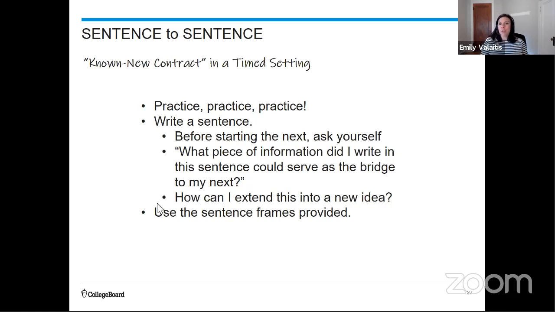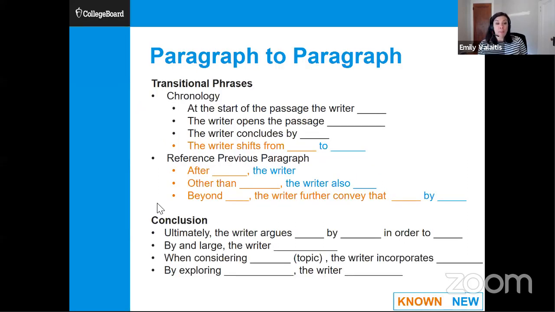Or, because I'm tricky like that, another easy solution would be to use those sentence frames I just gave you. And it's on that handout, because if you go back and study them, a lot of them naturally follow this known-new format. For example, in the paragraph to paragraph, I've highlighted where we have the known information versus the new. So thinking about that very last one that's color coded, the example I gave before was, beyond incorporating repetition, the writer further conveys that Reagan was a great man by highlighting his traits and values.